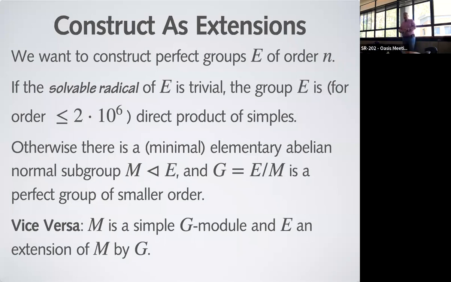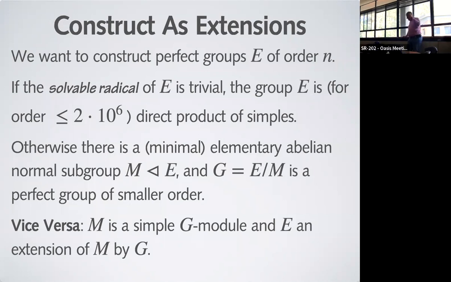So let's look at the construction process. Let's say I want to construct perfect groups of a particular order n. And one of these groups I will call E, for extension. This group E, I'm going to look at its solvable radical, the largest solvable normal subgroup. This largest solvable normal subgroup might be trivial, then for the order restriction I have, and in fact it wouldn't just be up to 2 million, the first case for something more interesting would be order 60 to the 7.